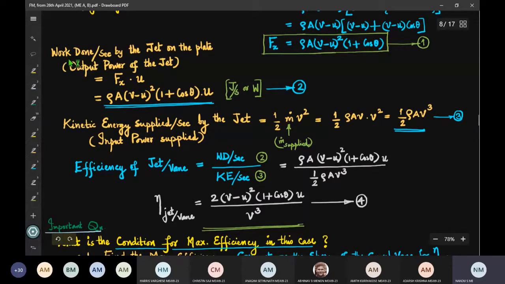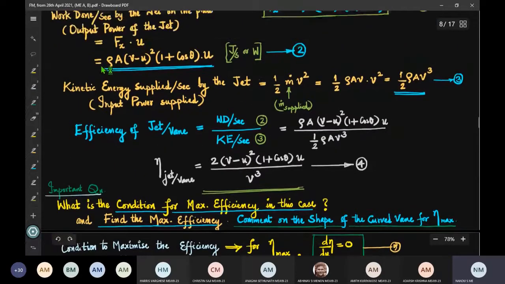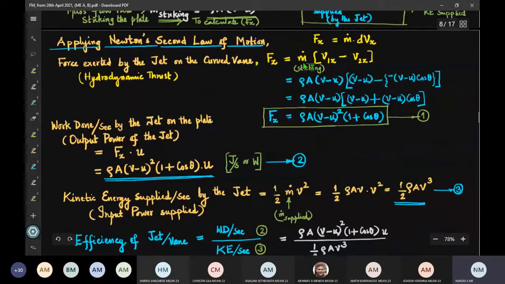That's why we say work done per second. So rate of work done or output power of the jet is equal to Fx into u. We are familiar with this expression already. Fx is given by rho a into (v minus u) whole squared into (1 plus cos theta), and that multiplied by u. That's all. And that much joule per second or watts, that is the output power of the jet, or work done per second by the jet on the plate. This is equation number 2. And earlier the Fx hydrodynamic thrust, we mark it as 1.